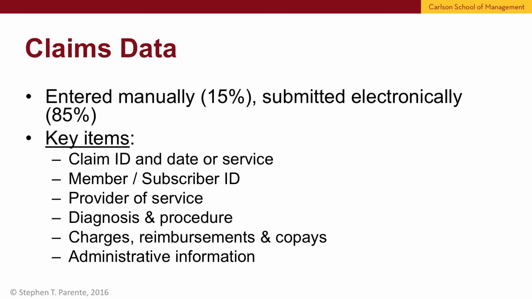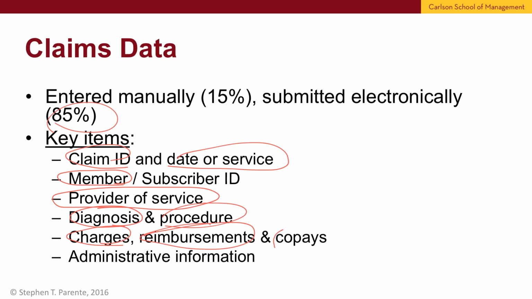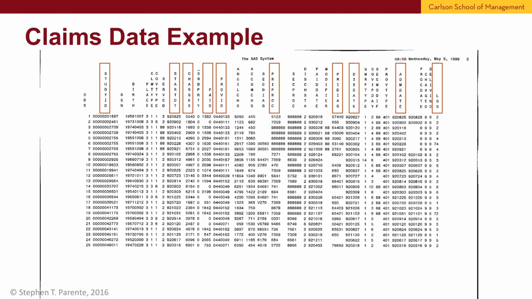If you ever work with claims data, there are things you need to know. A lot of it is electronic. Actually, 85% or more of it is electronic. The key things you're going to want to look for are the date of service and the claim ID, who actually is getting the service, and if they're a member of the health plan, what's their ID code. Who is the actual provider of that service, a hospital, physician, or pharmacist, for example? What diagnosis and procedure are there? What are the charges, how much does the physician really get paid, and what does the patient pay through copays or coinsurance? And any other administrative information that might talk about what else is happening in that claim.